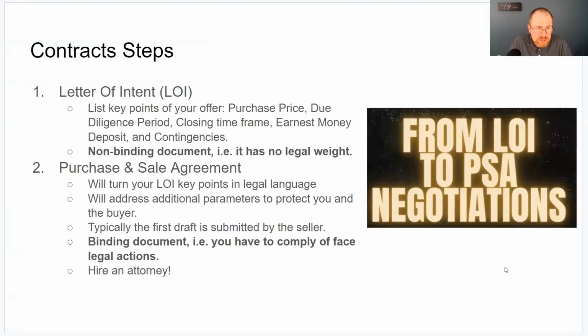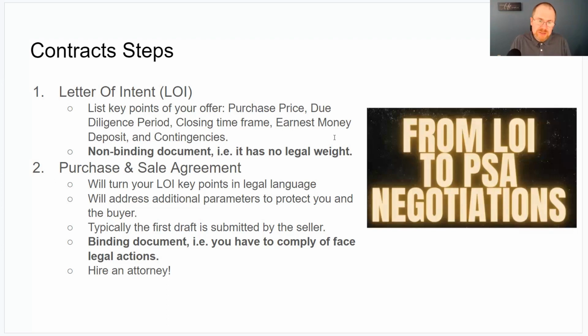So what are the steps? As I mentioned, first you're going to work on the letter of intent, and the idea there is just to go over the key points of your offer, meaning that you're going to talk about the purchase price, the due diligence period, closing time frame, earnest money deposits, and any pertinent contingencies. I'll come back on that topic a little bit later. But that document is a non-binding document, so it has no legal weight, but that's typically how an LOI is written.